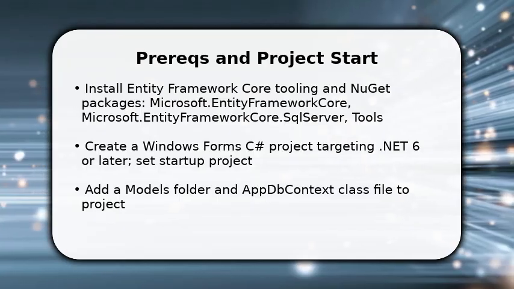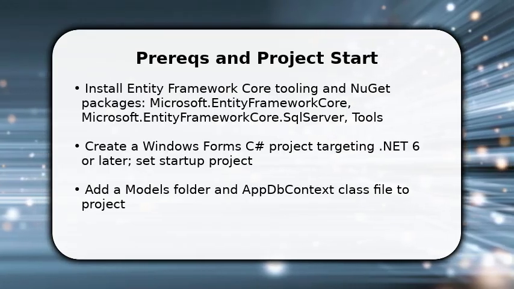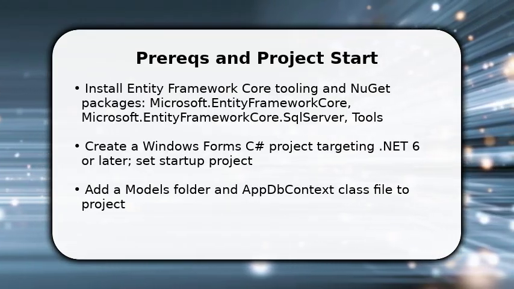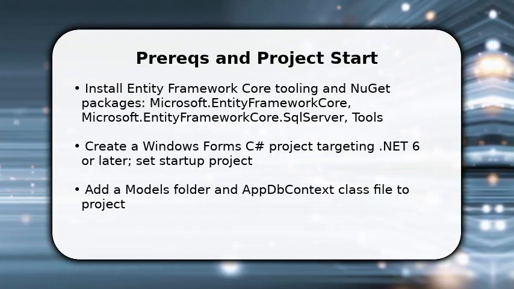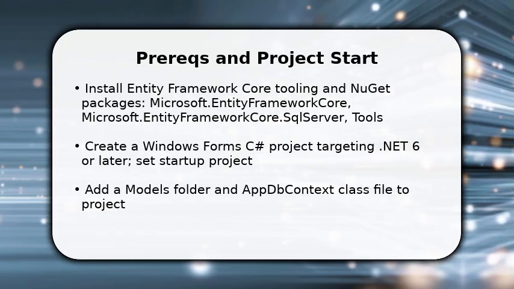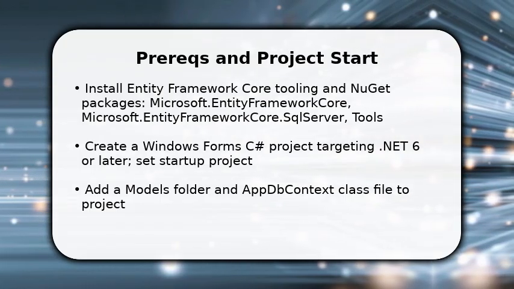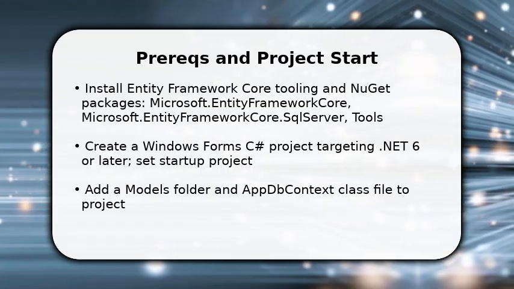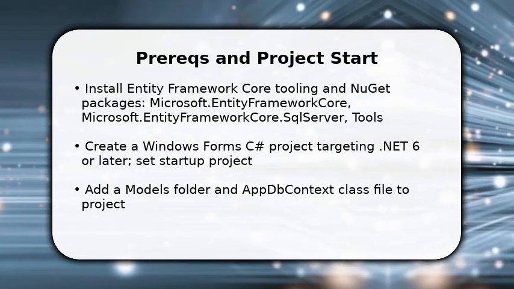You begin by confirming prerequisites: Visual Studio with .NET 6 or later and EF Core packages installed. Next, create a Windows Forms C# project and add a Models folder. Now define your entity classes representing tables, keeping properties simple and using data annotations when needed. Then add an AppDbContext deriving from DbContext and configure DbSet<T> properties.